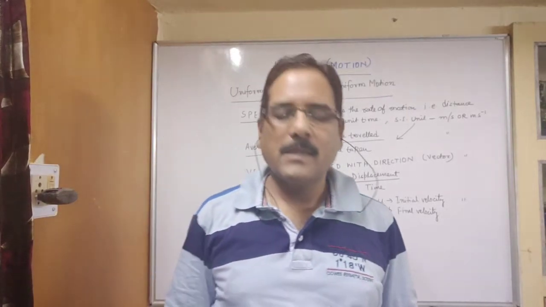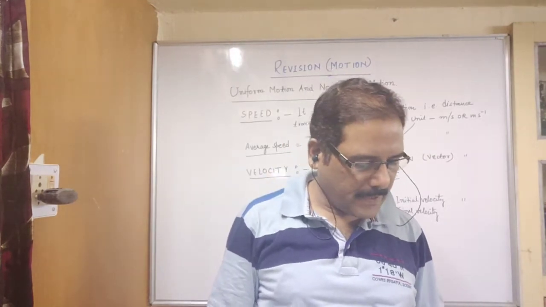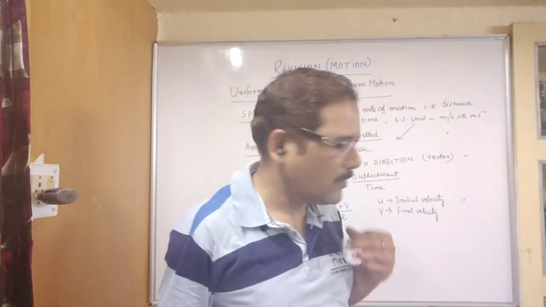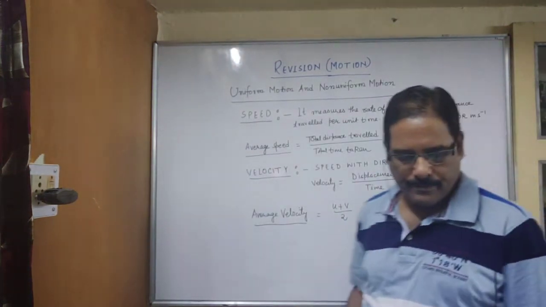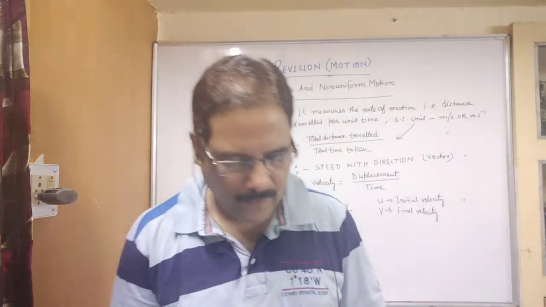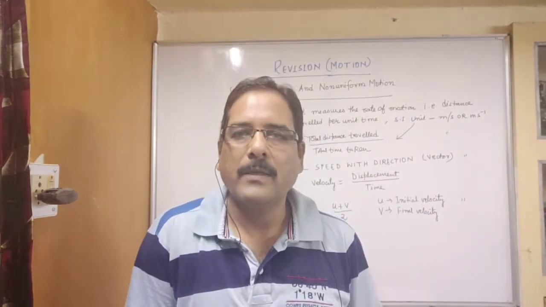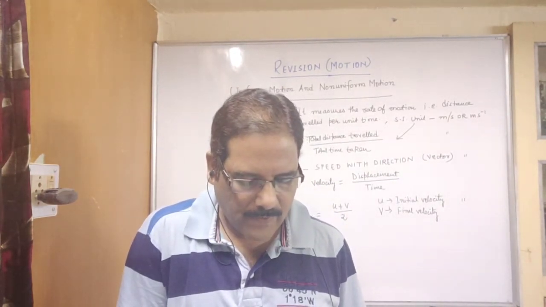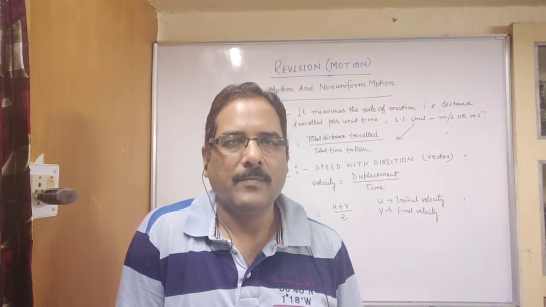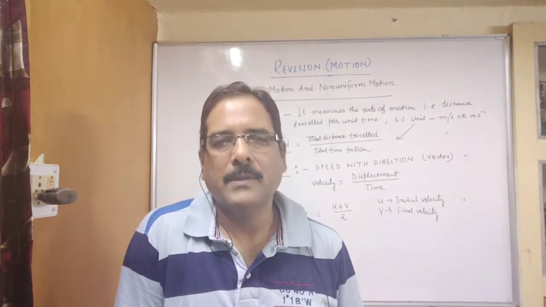Now we will discuss some numericals based on these concepts, children. So let us write. Let us first discuss the questions given on page 102 of the NCERT book. First question is: distinguish between speed and velocity. So you can easily differentiate these two terms.